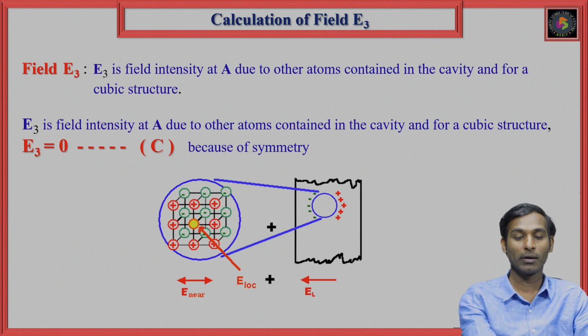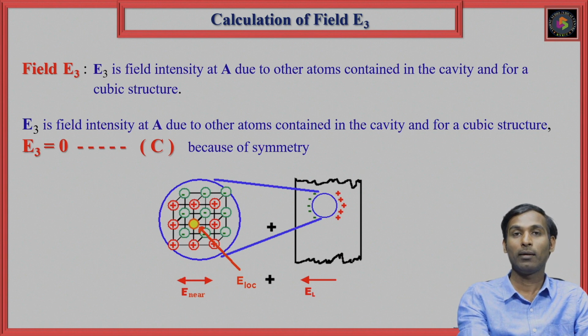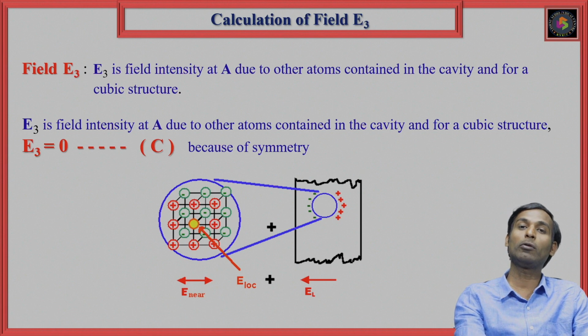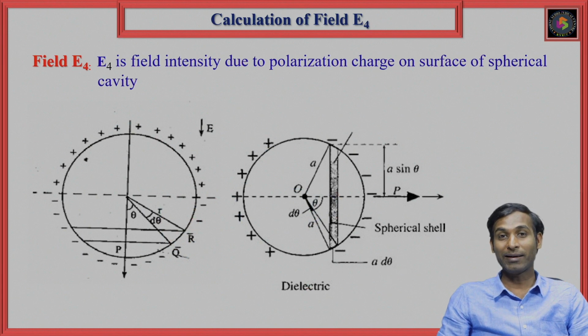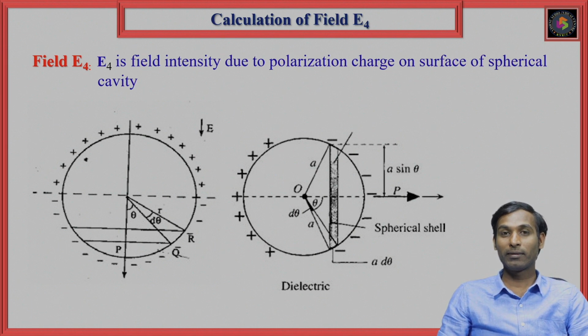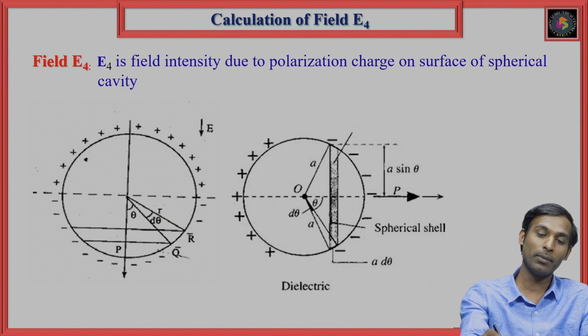Now you can see in this diagram, because of symmetric charge distribution, E3 is equal to 0. Okay, because of symmetric charge distribution, total field is equal to 0. Our main aim is to calculate field E4. Field E4 is the typical task for the dielectric material. We are seeing the enlarged view of the spherical region. In this diagram, we are keeping the spherical cavity, right?